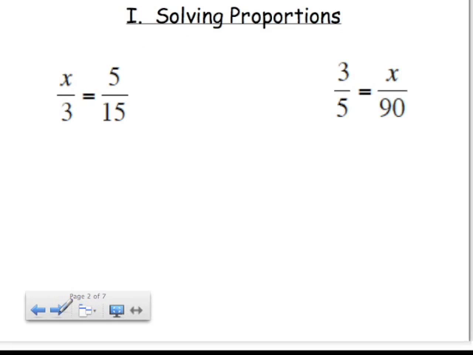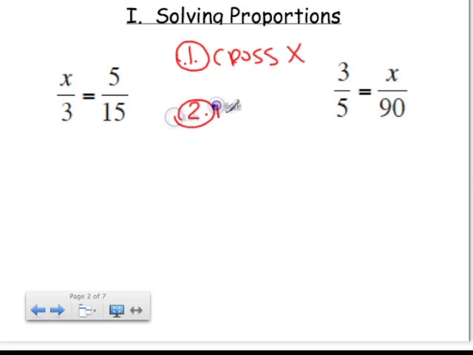So to start, I want to quickly review how you actually solve any kind of proportion. In order to solve a proportion, we're always going to take two steps. The first step is to cross multiply, and the second step is to divide by the coefficient. Those are the same two steps that I'm going to be using to solve proportions here and in every single problem in this video.